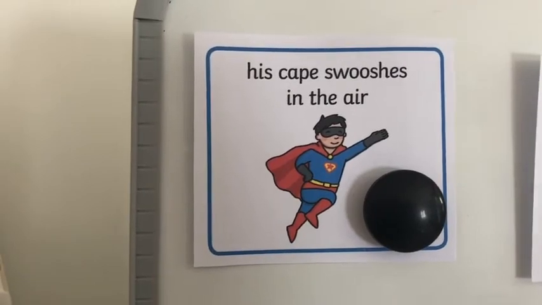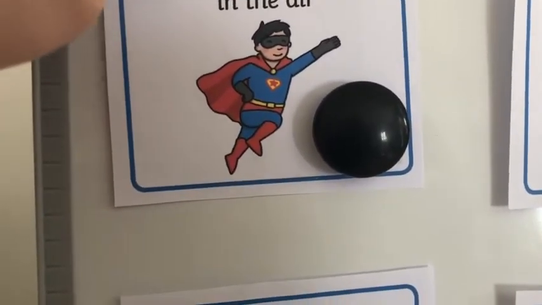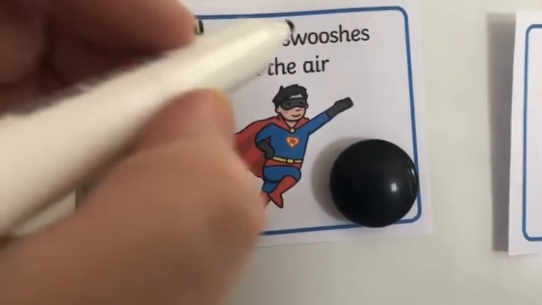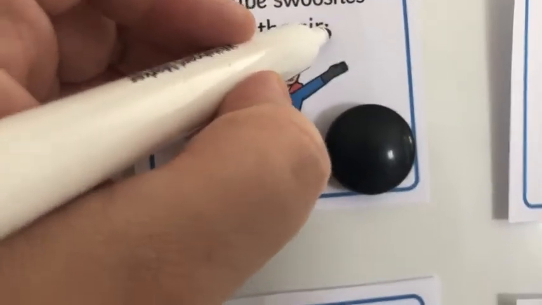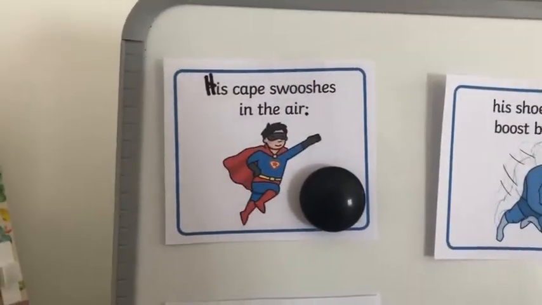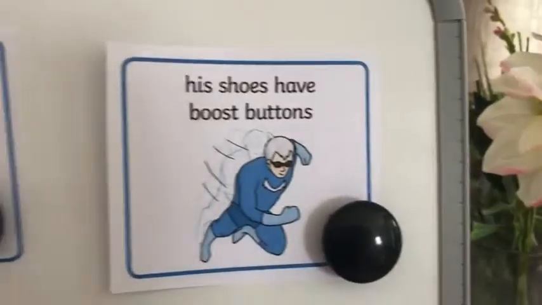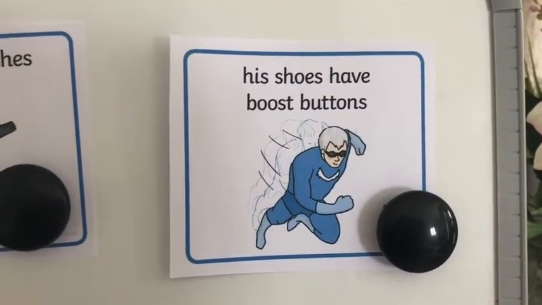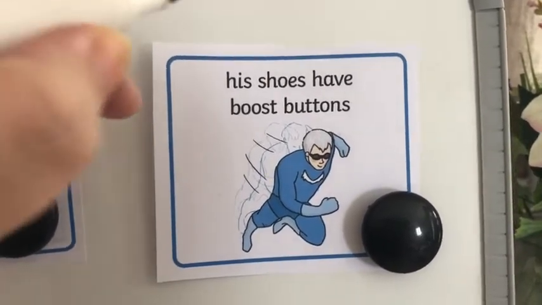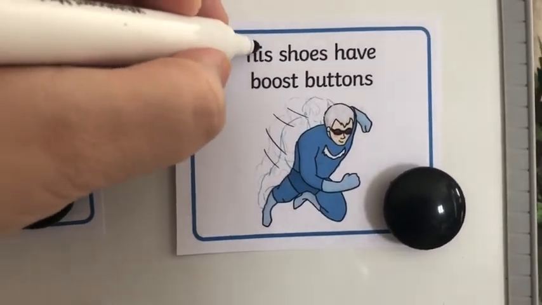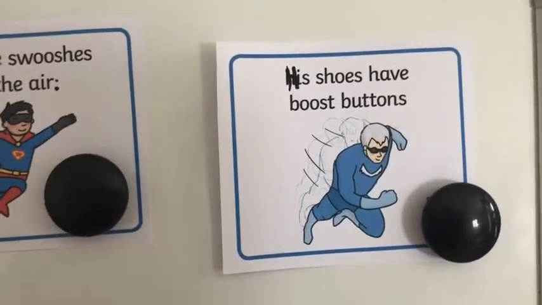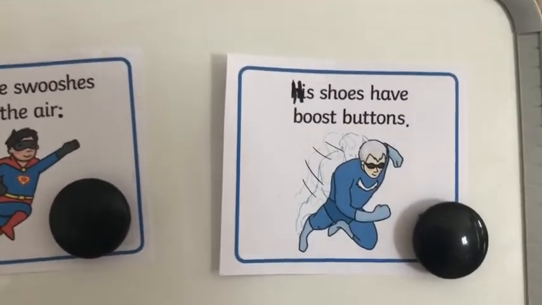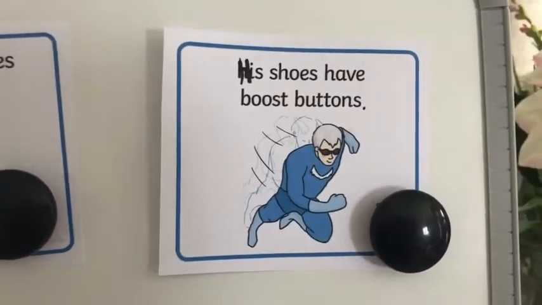But what it is missing is a capital H to make it the beginning of the sentence, and it is missing a full stop at the end. Okay, moving on to the next one. His shoes have boost buttons. Wonderful. I'd love to have boost buttons on my shoes. So we're missing the capital letter. That makes it a capital H. And at the end, we are missing the full stop. So that makes it into a lovely sentence there.